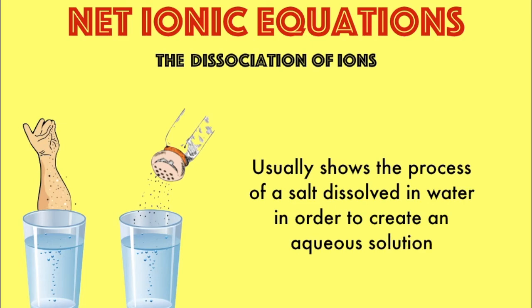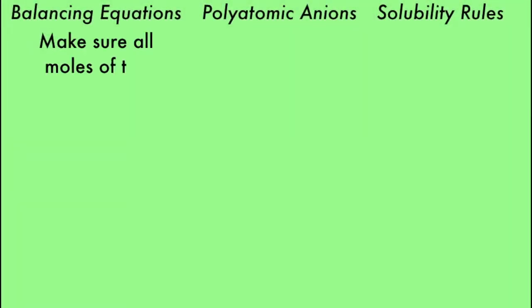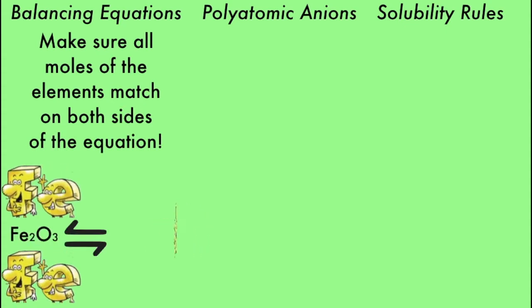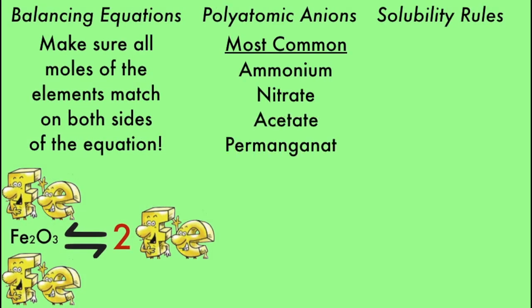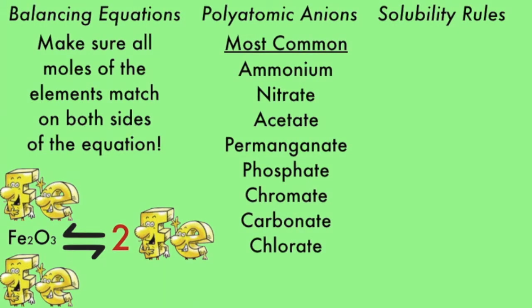Here's what you need to know ahead of time. Make sure to be familiar with balancing equations, polyatomic anions, and solubility rules. For balancing equations, we know to make sure all moles of the elements match on both sides of the equation. So, if there's a reaction where iron(III) oxide decomposes into solid iron, add the coefficient 2 in front of the singular iron. Make sure to know the most common polyatomic anions, including nitrate, chromate, and chlorate, and their formulas.